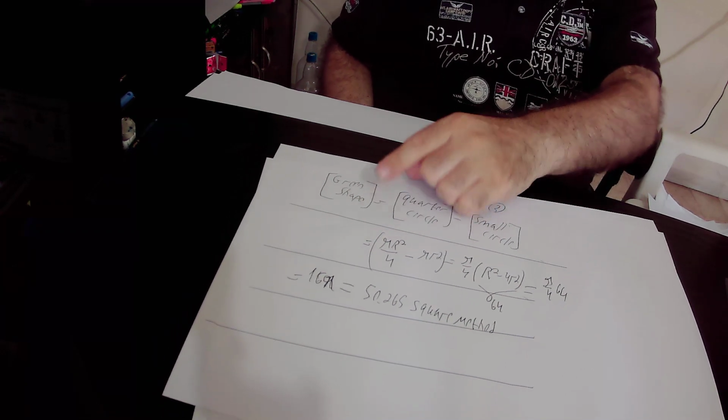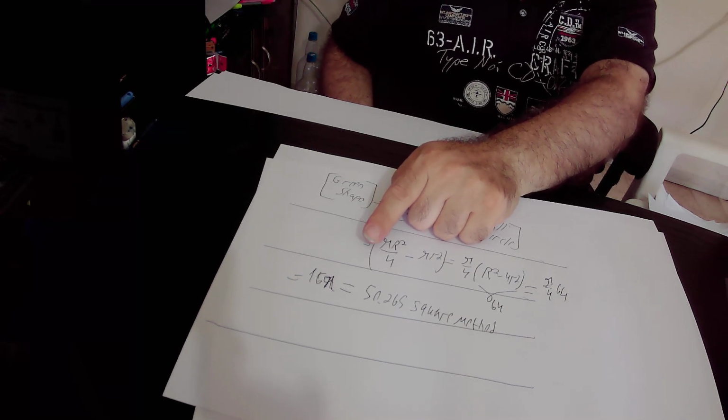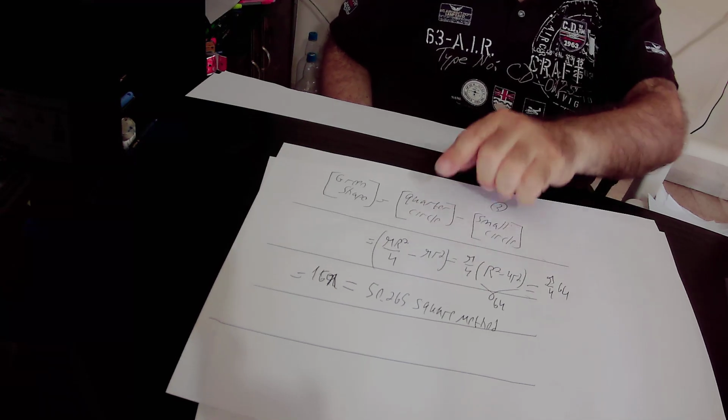So in conclusion, the area of the green shape, according to the second method, equals 16 pi square units, so in terms of numbers it is equal to 50.265 square units. We finished with the second method, and now I will present to you how to find the area of the green shape according to the third method.